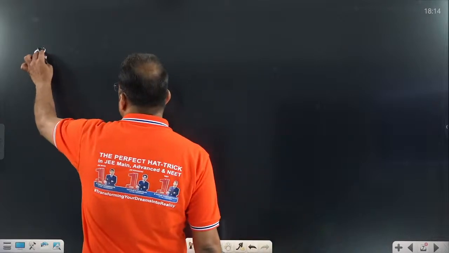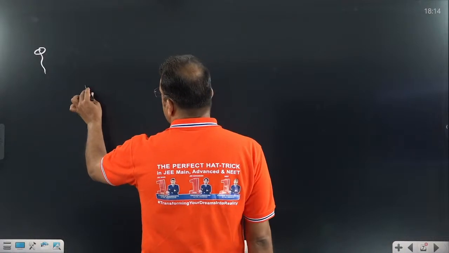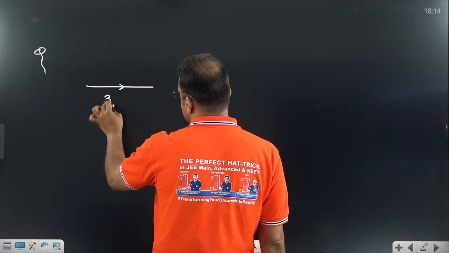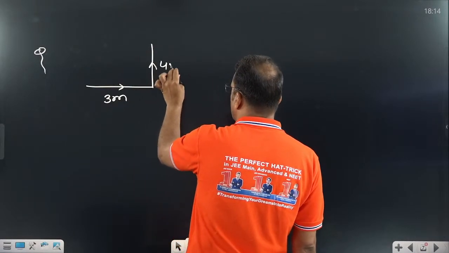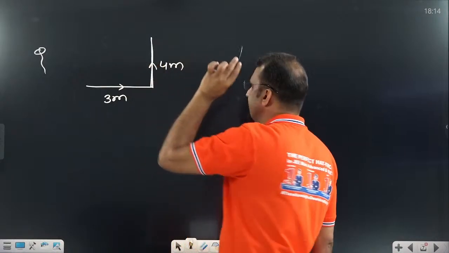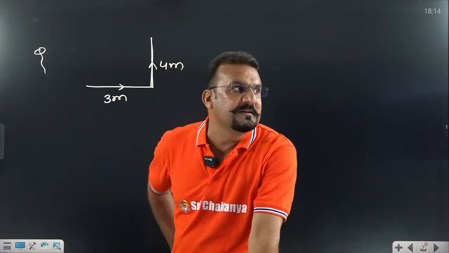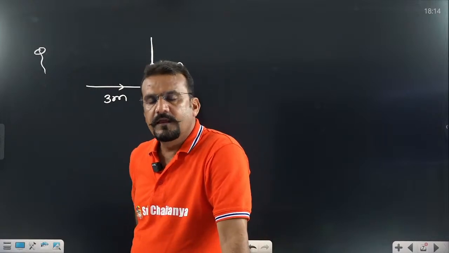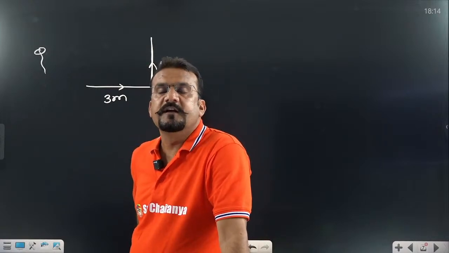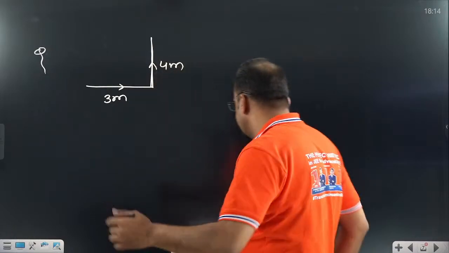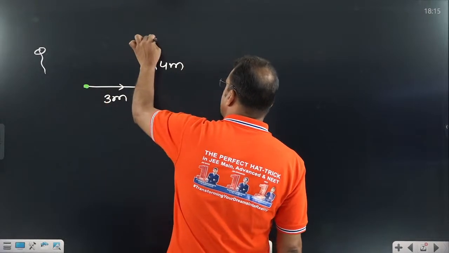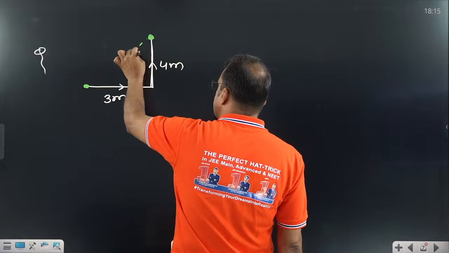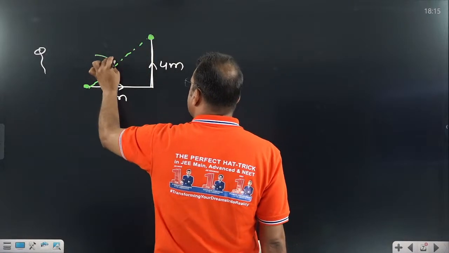Let's take one example so that you can get a clear idea. Let us assume, dear student, the body is moving in this direction. Let us assume this is 3 meter. Then it takes a turn and moves toward this one, 4 meter. Someone asks you what is the displacement. Then the definition of displacement itself is which one? The shortest distance, or you can say final position minus initial position. So where the body started, this is the starting point, this is the final point. That means this one is called its displacement.